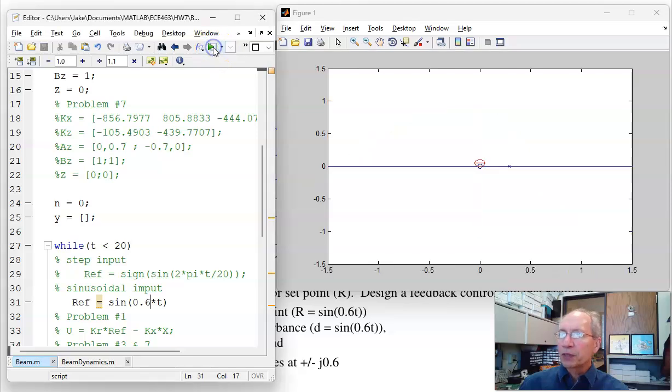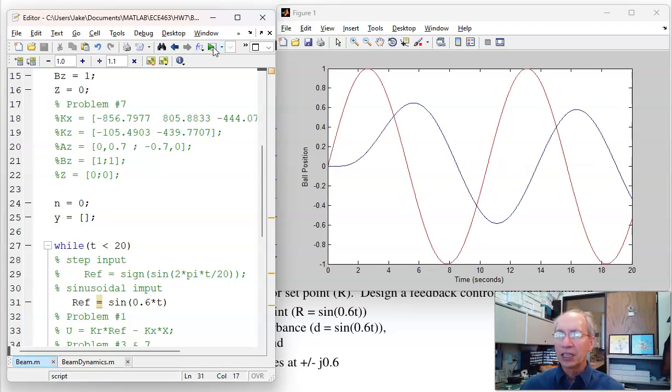Okay, so it works pretty well for constant set point. Suppose my set point was a sine wave at 0.6 radians per second. Does it track in this case? And the answer is no, not even close. The servo is designed to track a constant. That's all you get, the only thing that's guaranteed. Anything other than a constant, it may not track.